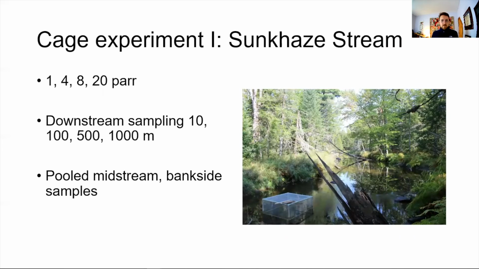So the first cage experiment we ran, which you can see a nice little picture of here, is in the Sunkhaze stream in Milford, Maine. Beautiful stream if you can put in the effort and survive the mosquitoes to get there. So we put a number of different salmon parr in this cage, and then we measured the eDNA at various downstream distances from the cage. And for this project, we pooled one midstream and two bankside samples, one at each bank, at each sampling distance downstream, which came back to bite us in the butt later, and I think you'll see why.